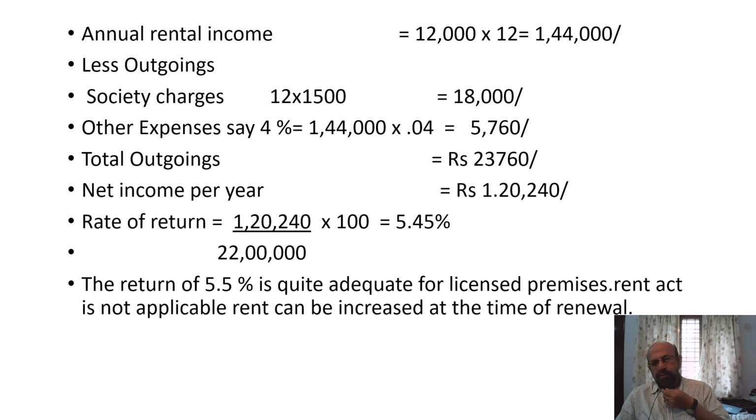So net income per year is equal to the gross income 1,44,000 minus total outgoings 23,760 is equal to 1,20,240. So rate of return is equal to 1,20,240 divided by 22 lakhs into 100 is equal to 5.45%. The return of 5.5% is quite adequate for licensed premises. Rent Act is not applicable, so rent can be increased at the time of each renewal.